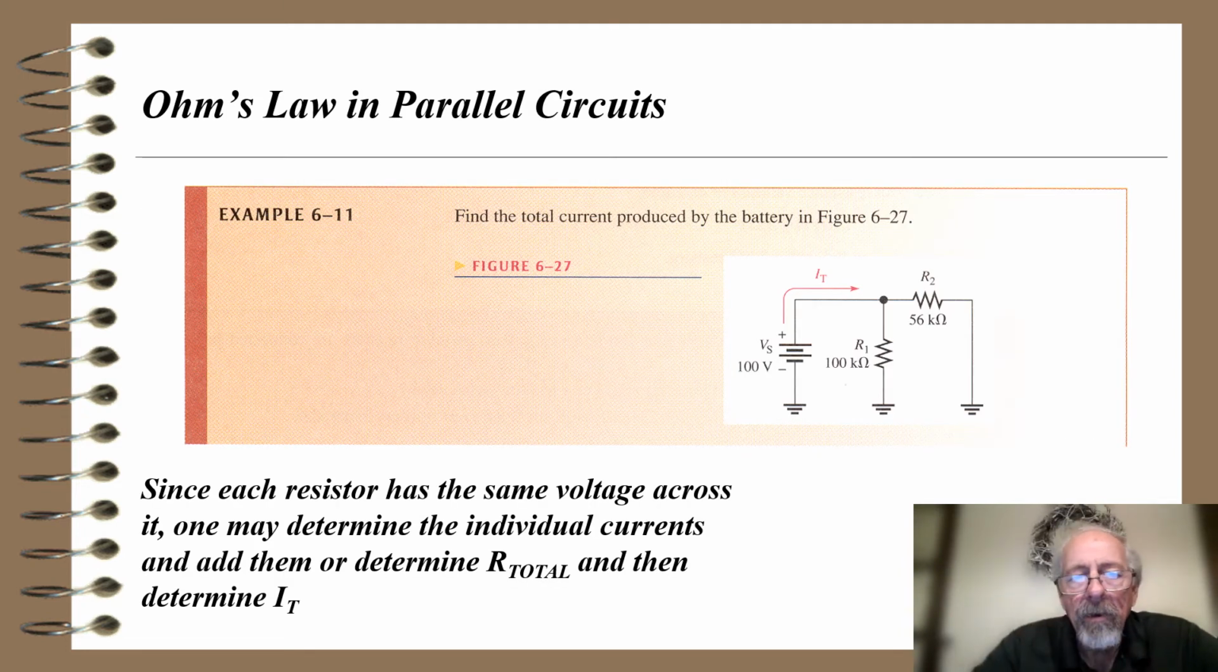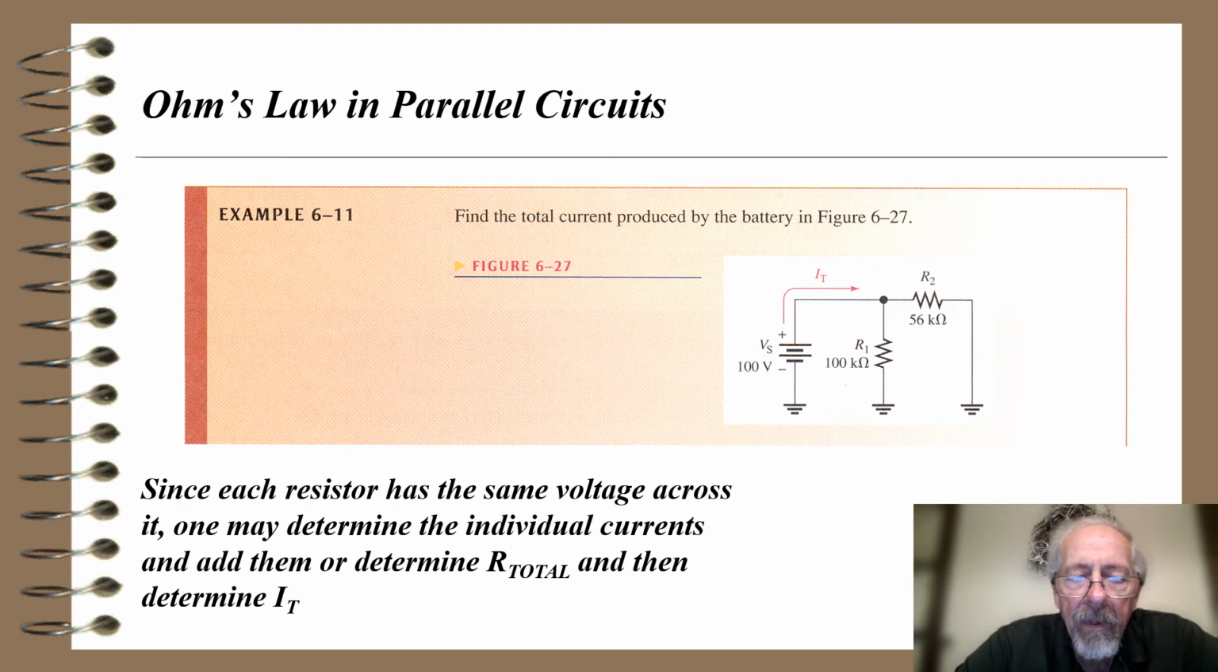So let's take a look at Ohm's law in parallel circuits. Here is an example, figure 6.27. I've got a 100-volt battery. R1 is 100K and R2 is 56K. Now, notice the 56K is not down on the right-hand side of that line going downward. Instead, it's up above. It doesn't make any difference. Just think of rubber banding. I could take that R2 and pull it down to be in that other wire on the far right of that diagram.